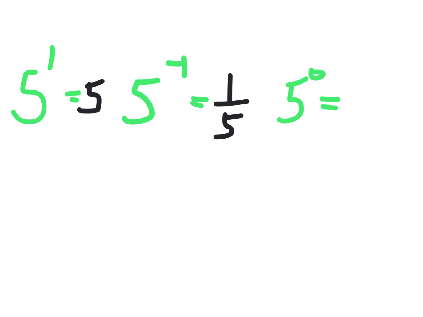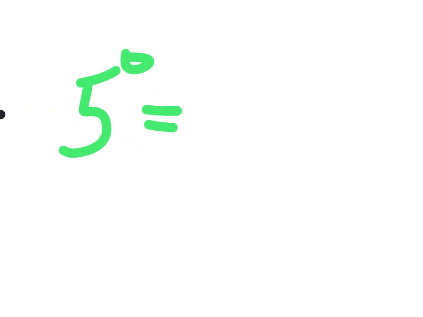And if you're like, how does that flip? Well, it's like 5 over 1 in the first place, right? So then it flips to 1 over 5. All right, and how about 5 to the 0? 1.